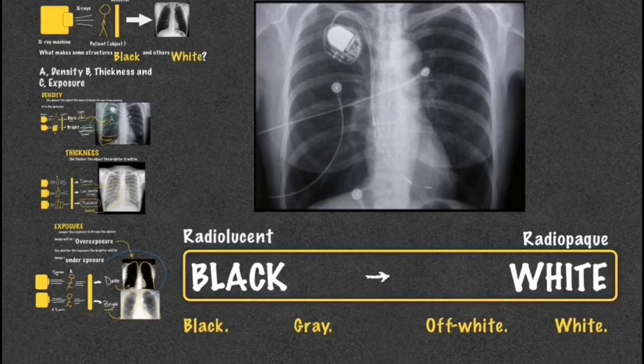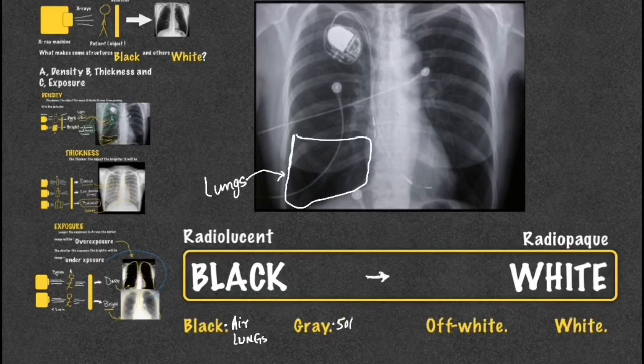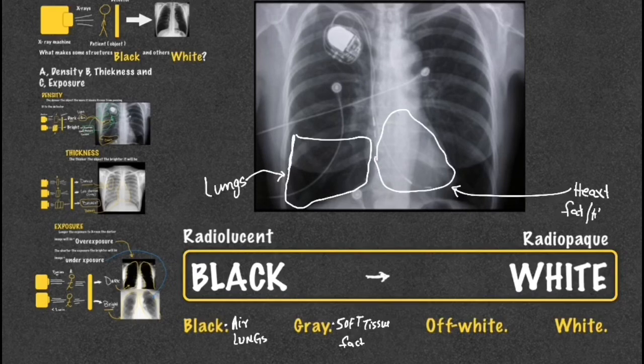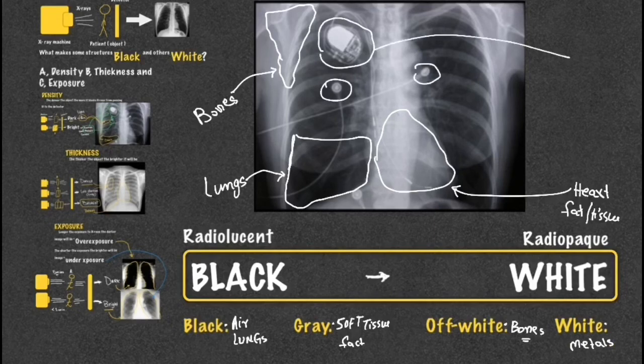Things that are dark or black on the X-ray film are air and lungs, like here. Things that are gray on the X-ray film are the soft tissue or fat, like the heart, which is blood vessels, soft tissue and fats. Off-white are bones, and white are metals. So this is all about how the X-ray works.